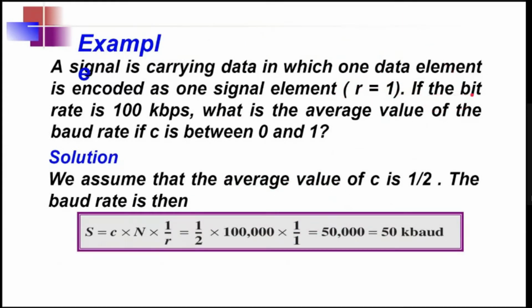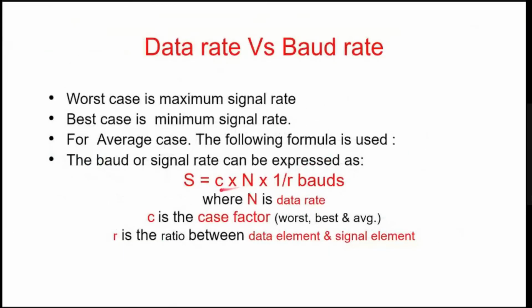Next, if the bit rate is 100 kbps, what is the average value of the baud rate? That is the signal rate. And one more thing here, if C is between 0 and 1, how do we calculate the corresponding C value? That will be 1/2. Between 0 and 1 means 1/2. So it's indirect information here. So you have to calculate the S value, that is the baud rate or the signal rate. What is the formula here? C × N × 1/R.